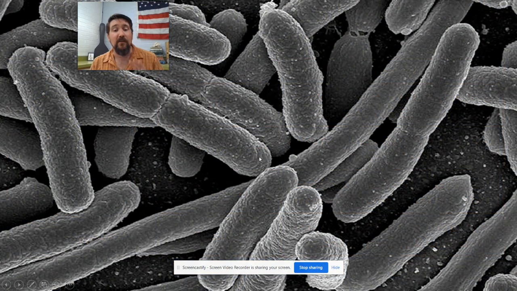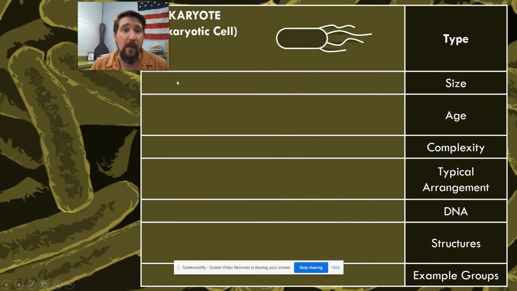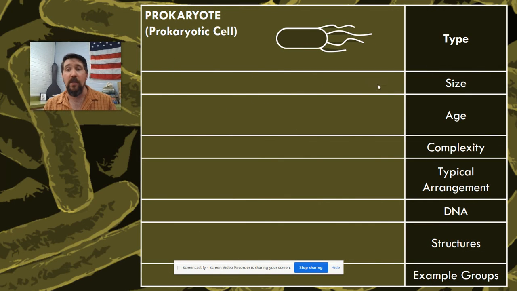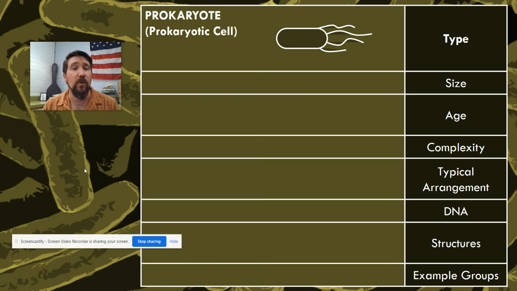All right, now let's take a look at the two different big wide categories of cells. There's two main categories of cells, prokaryotes and eukaryotes. So we're going to build a little truth table in our notes to take a look at the different types. Okay, let's start with prokaryotes, okay? So we're going to look at the following things. We're going to look at the size of the cells, the age, complexity, their structures, and some example groups in there as well. All right, so let's begin here with our prokaryote.